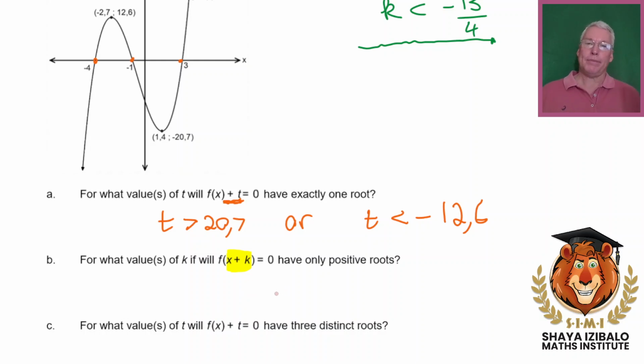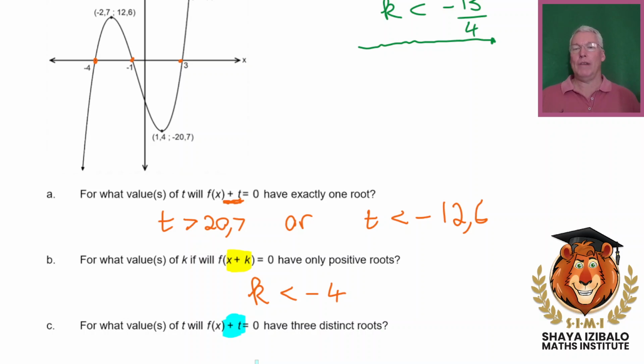But remember, to move it to the right, we actually want negative values. So in fact, we need k to be less than negative 4. Think of negative 4.1. That would move the graph 4.1 units to the right, and all the roots would be positive. Okay, then this is an up-down one again in C. We know it's up-down because the plus t is being added at the back.